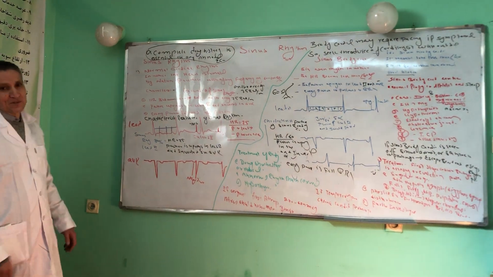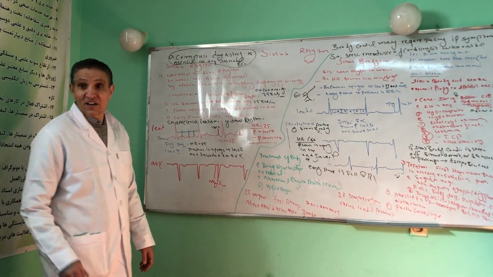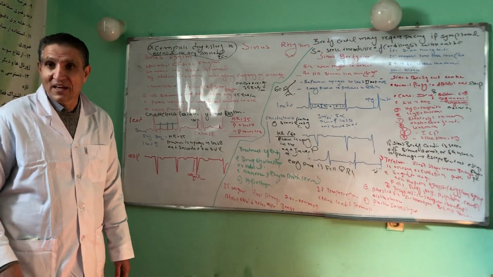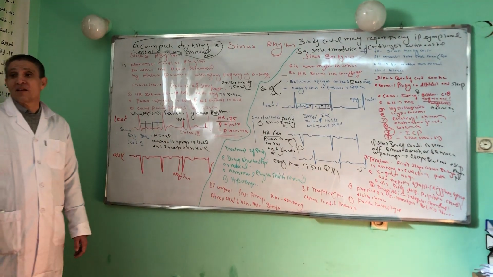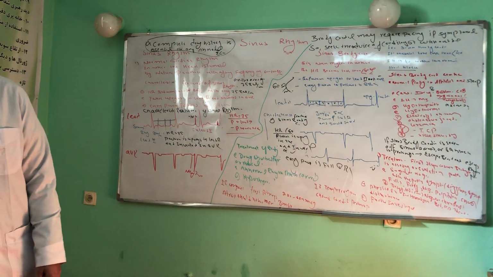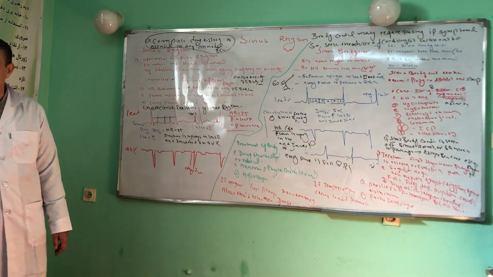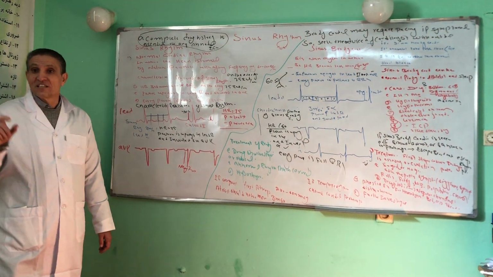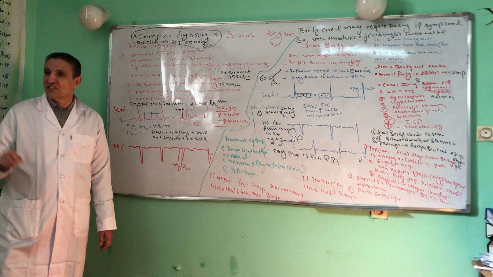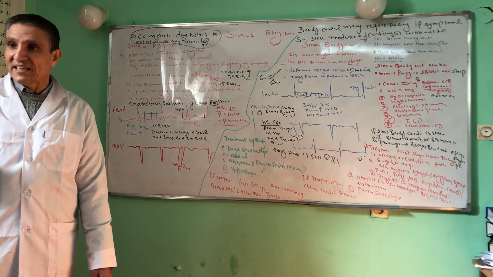What is the sinus rhythm? Sinus rhythm is a normal cardiac rhythm in which the heart is stimulated by the natural pacemaker, I mean the SA node, with a firing frequency of 60 to 100 beats per minute, on the average 75 beats per minute.